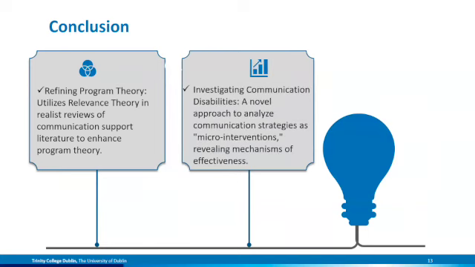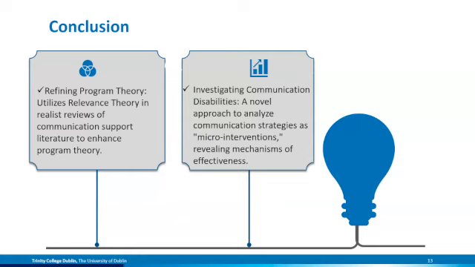So in conclusion, our work is focusing on two main areas. First, using relevance theory within a realist review of literature pertaining to communication support strategies provides the potential to generate avenues for further refinement of program theories. And then by integrating our chosen frameworks, which is relevance theory, we can also analyze communication partner strategies as micro-interventions, occurring in real time within the larger social context of conversation and in clinical practice.